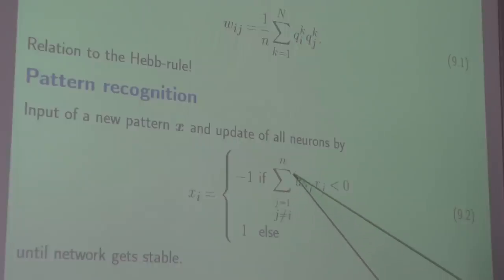And now, of course, we have to take the sum. So this is the weighted sum of all the inputs to neuron number i. And if this weighted sum is negative, then the output will be minus 1. Otherwise, it will be plus 1. So you see, in each one of these update steps, every neuron behaves like a perceptron, with the only difference that the output now is not 0 and 1, it's minus 1 and plus 1.